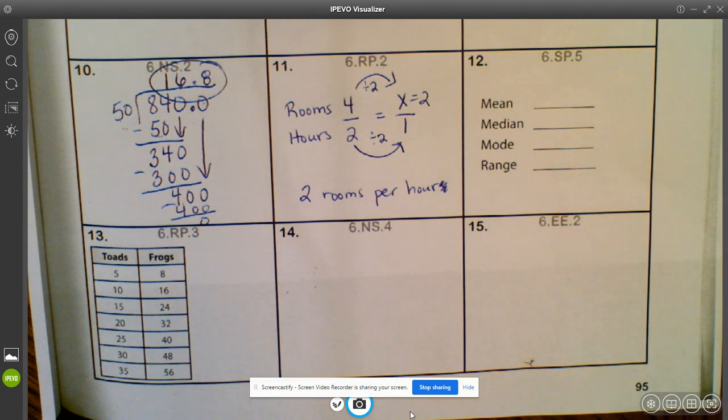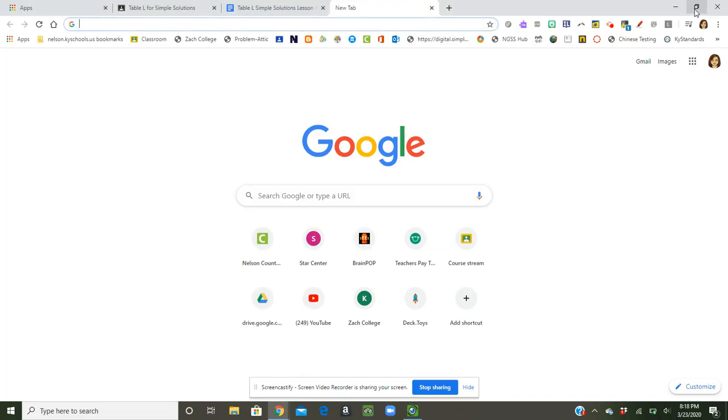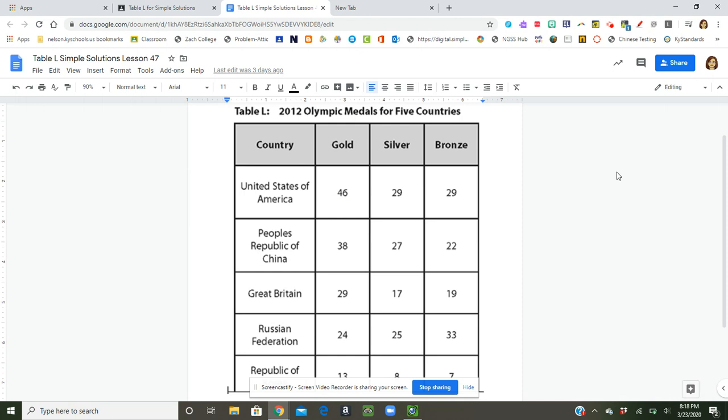Okay, and then number 12, you had to use table L. So I'm going to click onto table L really quickly. That was attached on your Google Classroom. I did forget to send that when I made your copies, but I did send it on Dojo as well. So your parents have a picture of it on Dojo.